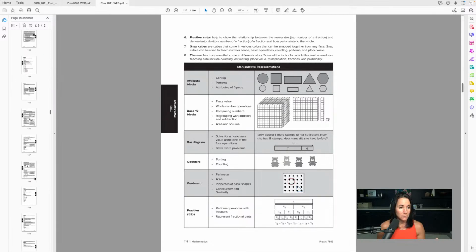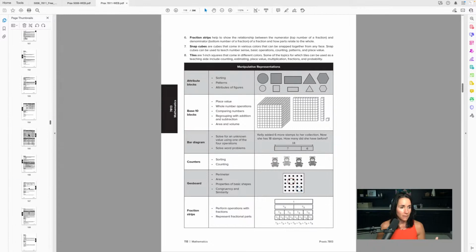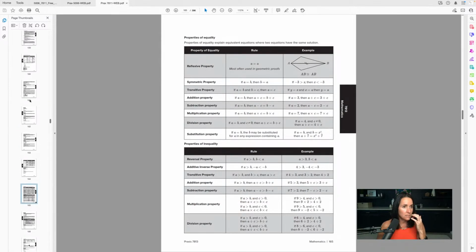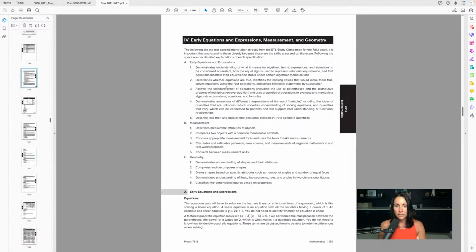Let me go down to the last part of the math. Sorry, I don't want to make you guys dizzy. So we're in the early equations, expressions, measurement, and geometry. Both of these sections are the same in the 5008, which is a subtest of the 5006, and the 7813, which is a subtest of the 7811. ETS has all these crazy numbers and things like that.